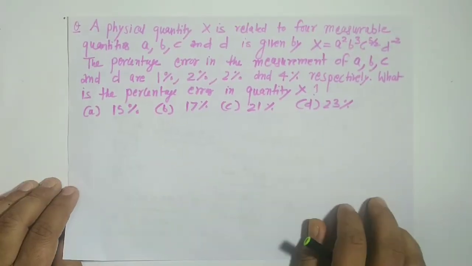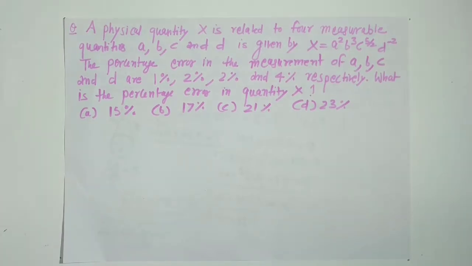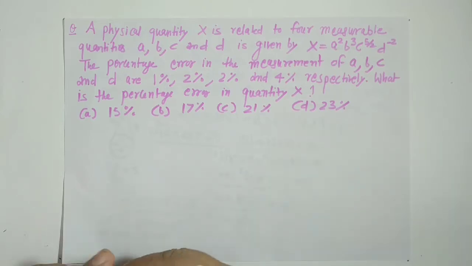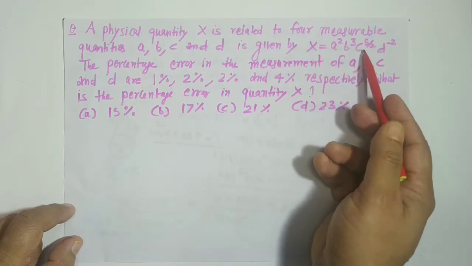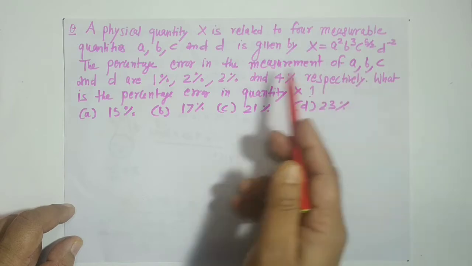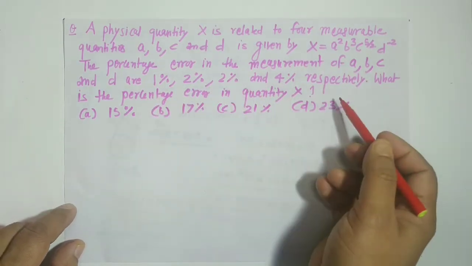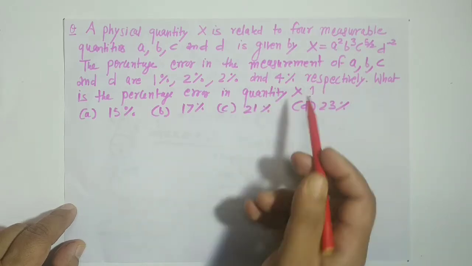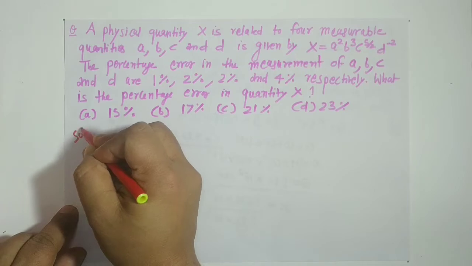Now the next question is based on percentage error. Percentage error is one of the easiest errors to calculate. It is written: a physical quantity x is related to four quantities a, b, c, d by the relation a square b cube c to the power 5 by 2 d to the power minus 2. The percentage errors in the measurements are given as 1%, 2%, 2% and 4%. So you have to calculate the percentage error in the quantity x. It has been asked in a competitive exam also. So very easy. Can you calculate it?